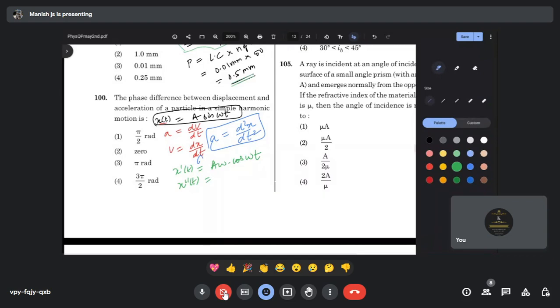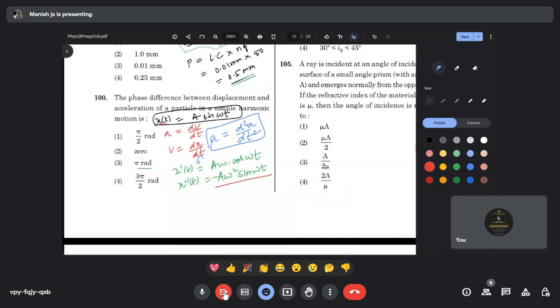Yes, if you go for the third option, sir, pi. Correct, pi will come. Now if we do the second differential, you apply the chain rule again and the omega gets multiplied again. You will get a omega square, and the differential of cos is minus sine, so minus sin omega t. So ultimately we get minus a omega square sin omega t if you go for double differentiation. Okay, this is what you get.